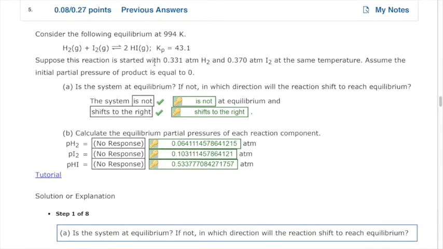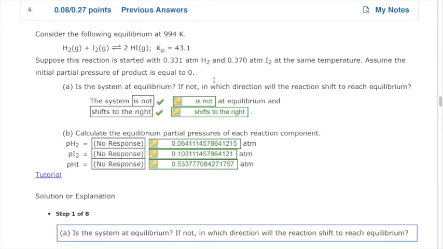Okie doke. So here we are given a balanced equation, and importantly, we're given a Kp value. Remember, Kp is just the equilibrium constant in terms of partial pressure of the substances. So we're told to suppose that we start with 0.331 atm H2, which is a reactant, and 0.371 I2, also a reactant, and that the initial partial pressure of the product, HI, is 0.